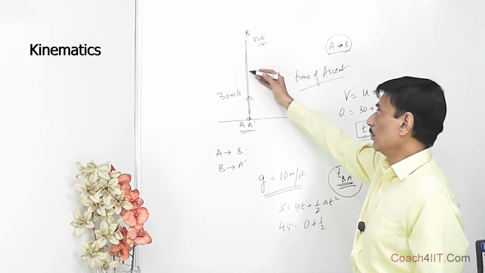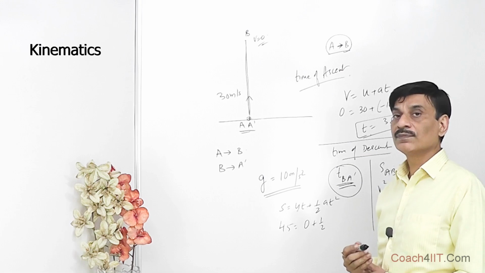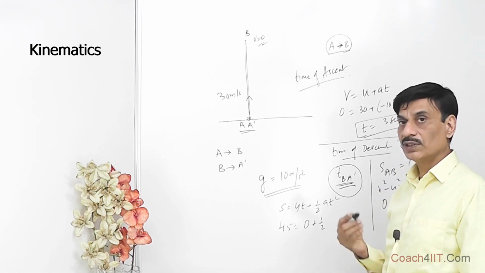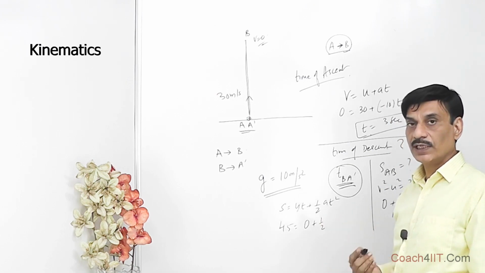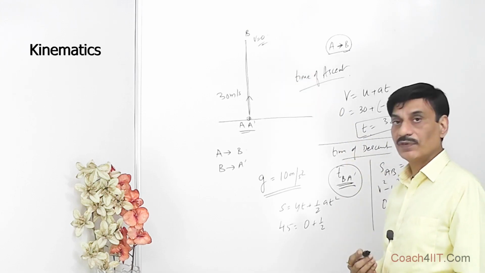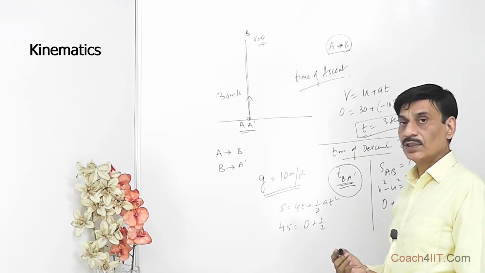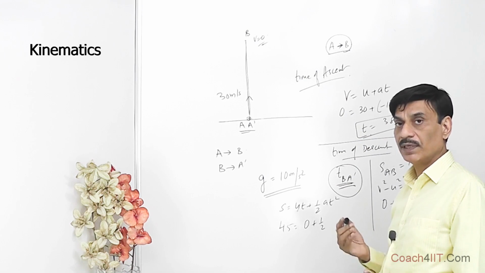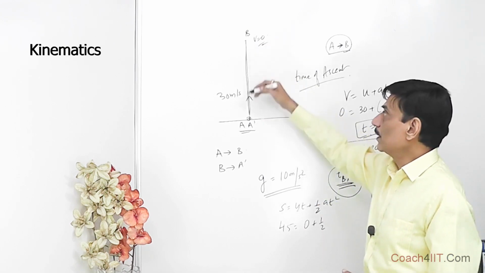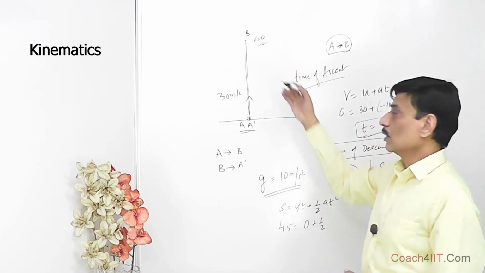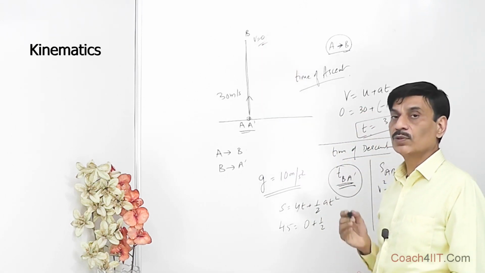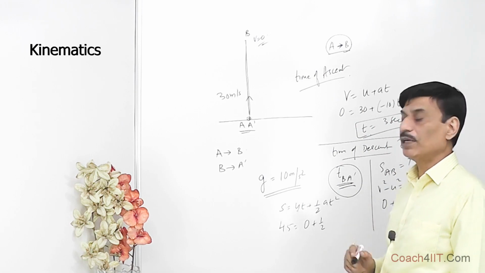As it comes down, the velocity is increasing, which means acceleration is positive. When the velocity is increasing, take acceleration as positive. When the velocity is reducing, take acceleration as negative. And it has been thrown in the field of gravity, so the value of acceleration is going to be 9.81 or 10 meter per second square. When it is going up, it is reducing, so it is taken as minus 10 meter per second square. When it is coming down, velocity is increasing, so we take acceleration as plus 10 meter per second square.